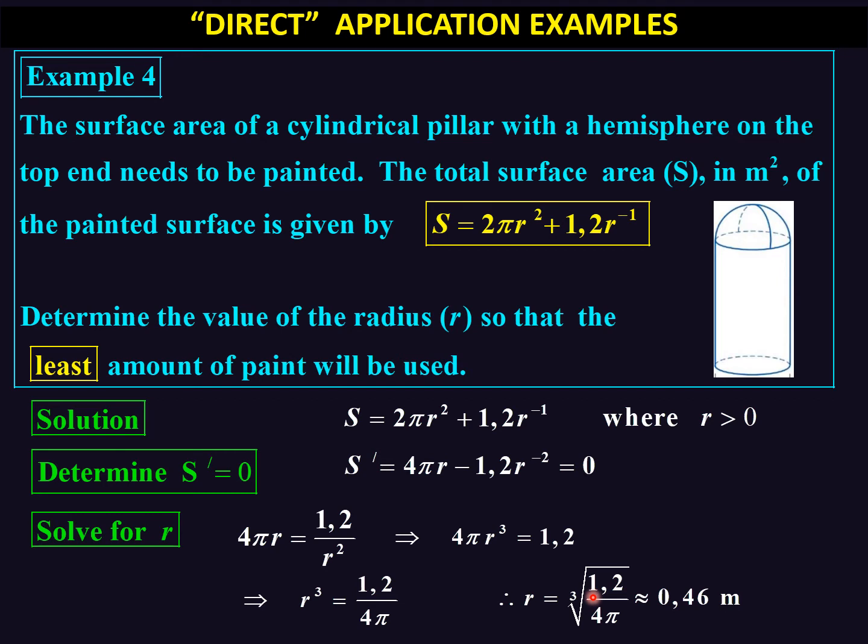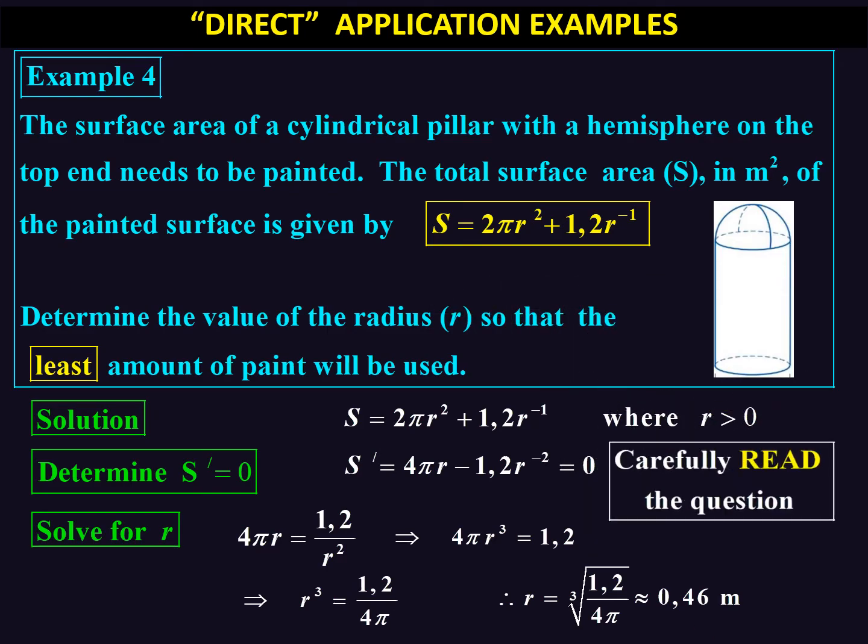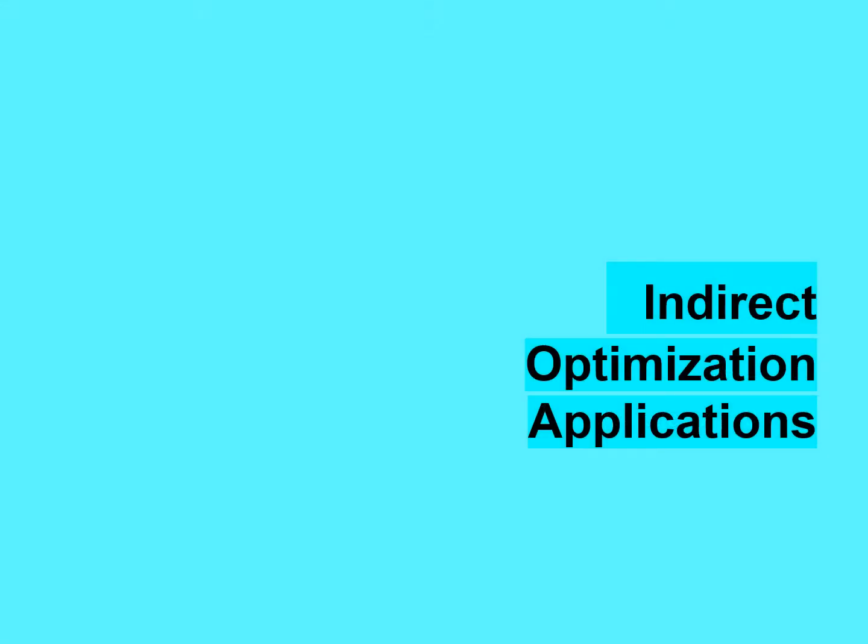And as before, let's read the question. Determine the value of the radius. What did we find? We did find, so we've answered the question there. Now we're going to other examples. Same procedure as the direct, but we're going to do something before we actually start with the differentiation. Let's go over the general procedure that will be applicable there.